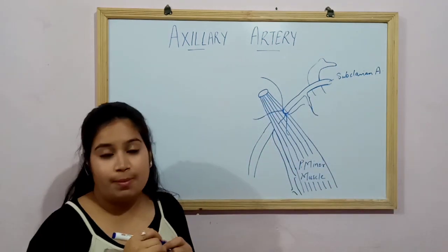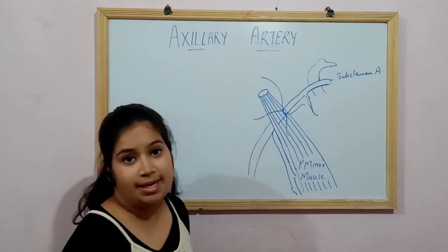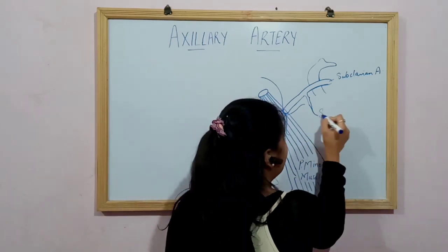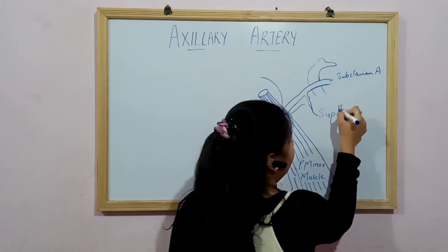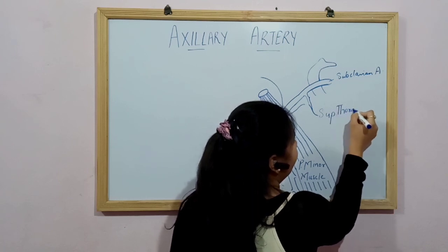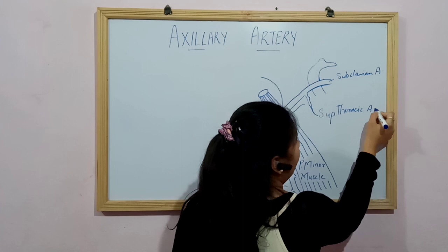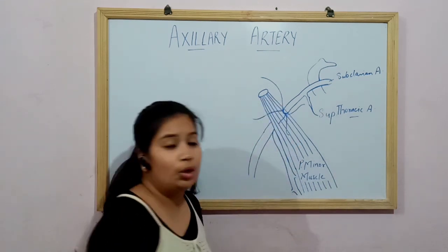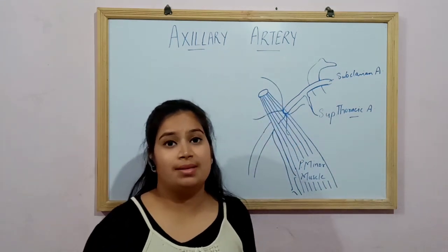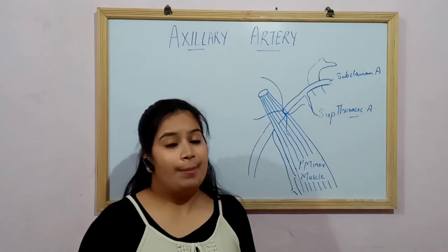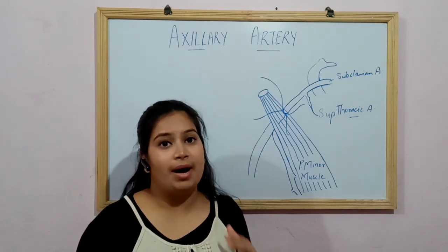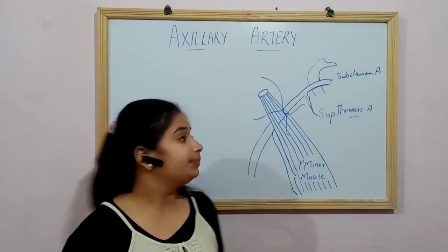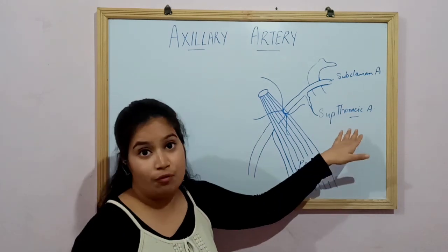Okay, so the first part gives rise to the superior thoracic artery. This branch is very close to the subclavius muscle, so it supplies the subclavius muscle, the pectoral muscles, and part of the mammaries, and the superior thoracic wall as well.